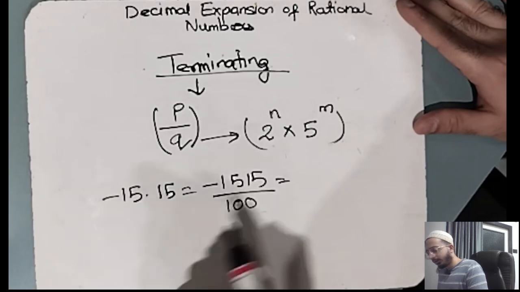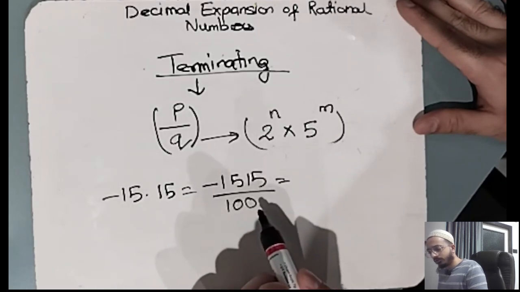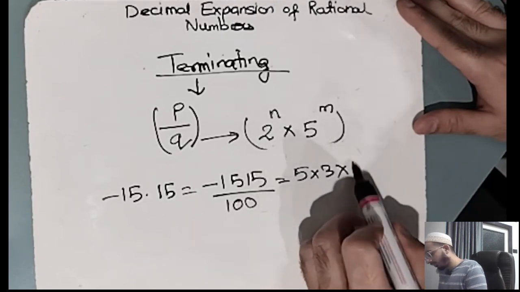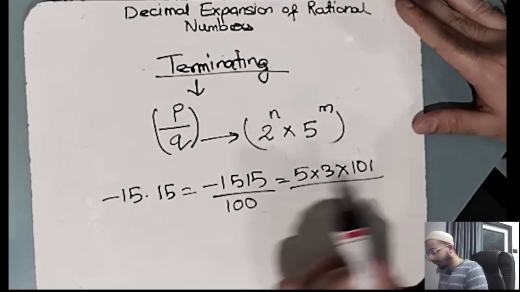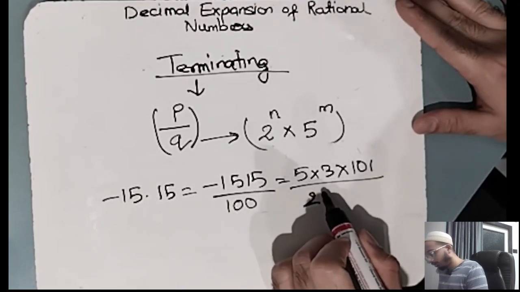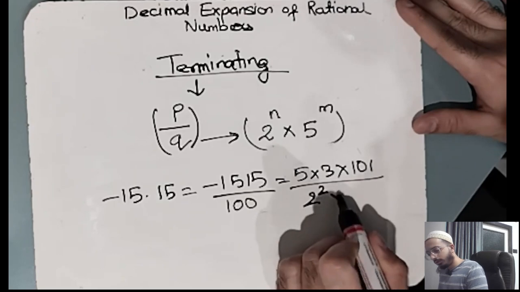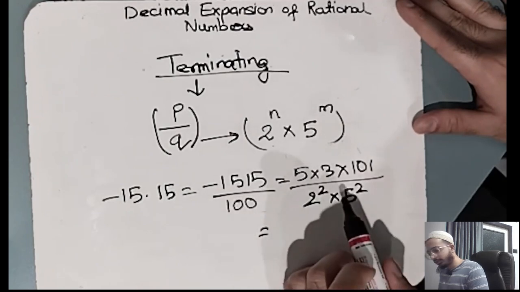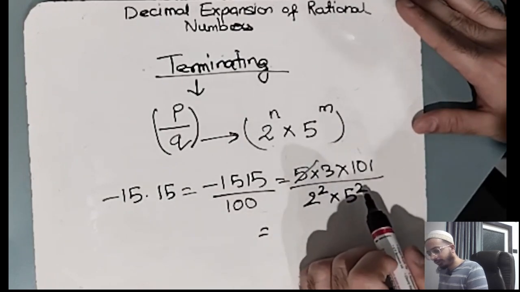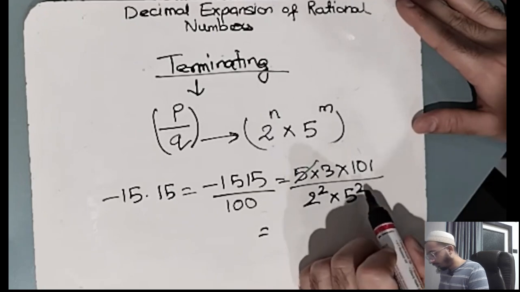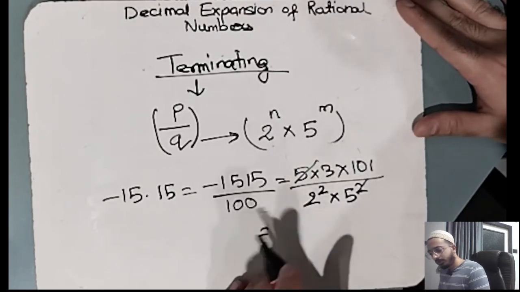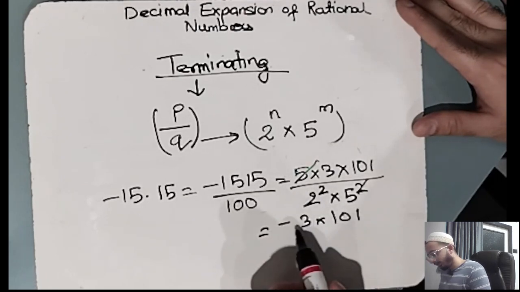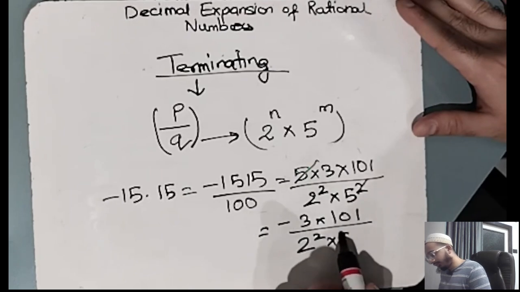Now when you do the prime factorization of both the numerator and denominator, we get 5 times 3 times 101 for the numerator and 2 raised to the power 2 into 5 raised to the power 2. Upon further reduction, 5 and 5 will get cancelled. We get minus 3 times 101 by 2 square into 5.